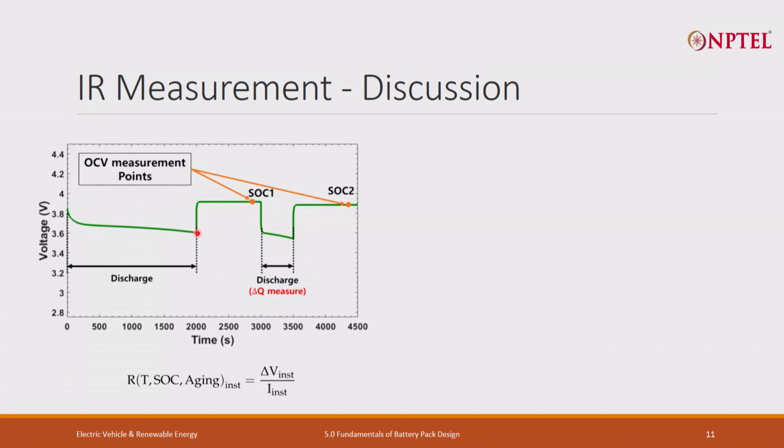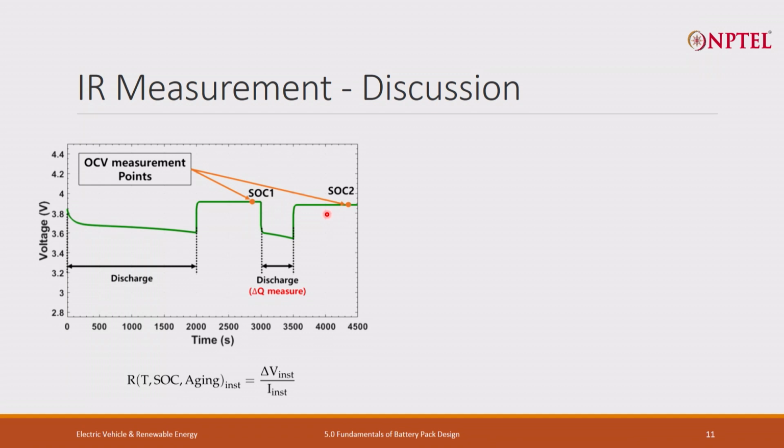So you first bring the cell to whatever SOC you want, then you apply a DC current pulse. Once you apply the DC pulse, the voltage will dip and the discharge will keep happening for a few seconds. Then when you release the current, the voltage will go up and again settle down. So by knowing the difference in these two voltages and the current which has been passed, you can compute the resistance of the cell.